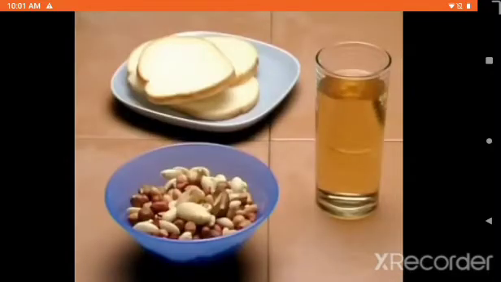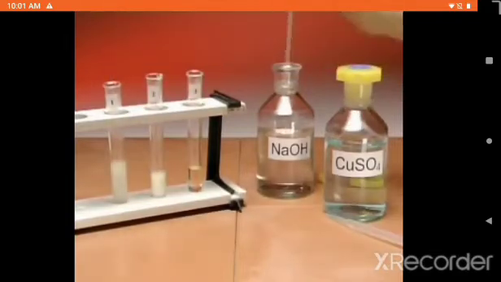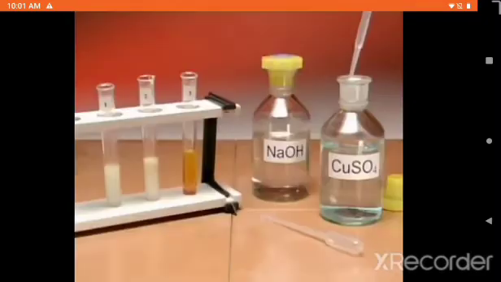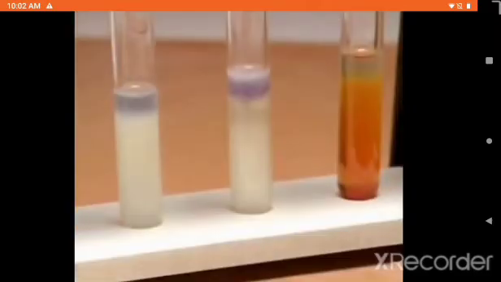So which of these will test positive for protein? Bread in tube 1, nuts in tube 2, and grape juice in tube 3. Both the bread and nuts contain protein.